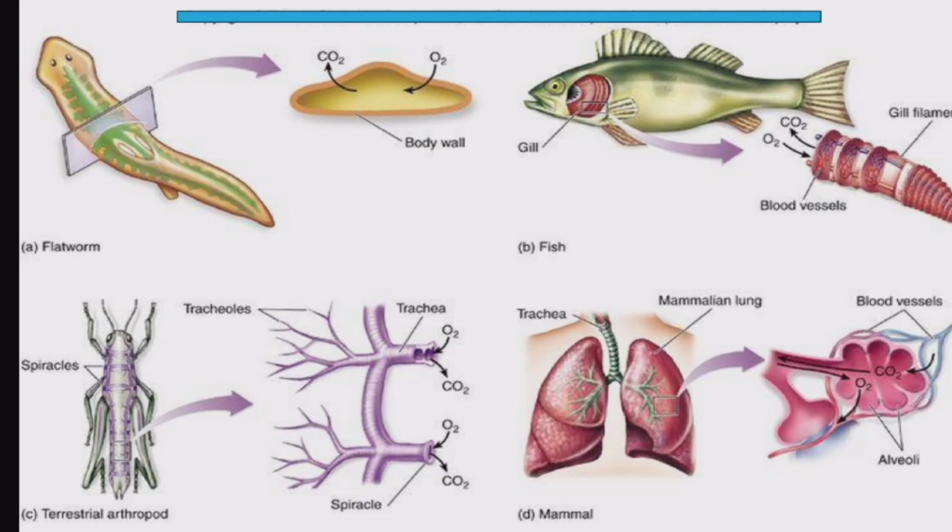Here in this picture you can see that flatworm, picture A, uses its body surface for the gaseous exchange. Picture B, fish, uses gills as the breathing organ, and C, arthropods like insects use spiracles and also trachea for the exchange of gases, and picture D is mammals like us, who use lungs for the breathing process.